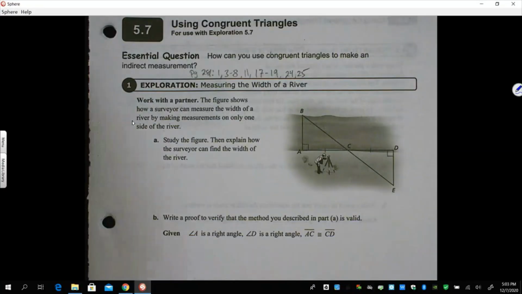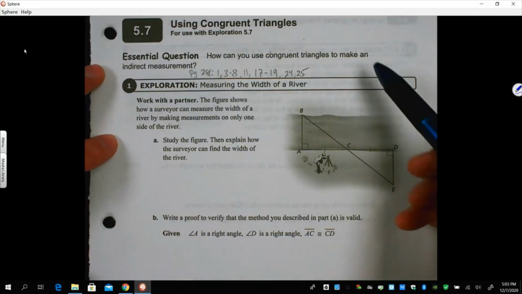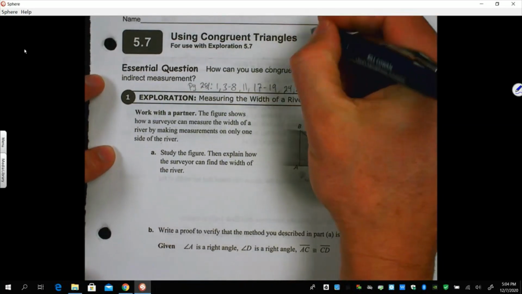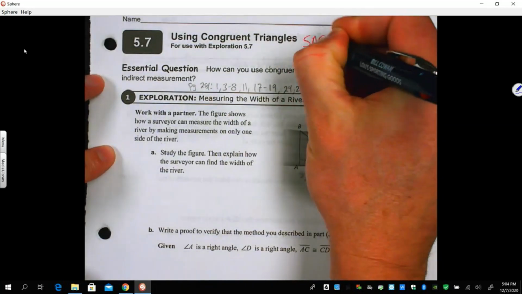Hello, geometry. This is 5.7, using congruent triangles. So remember, congruent triangles, whenever they want that, are methods that we have are side, angle, side.